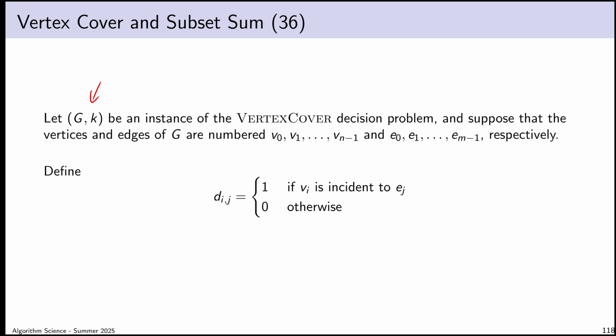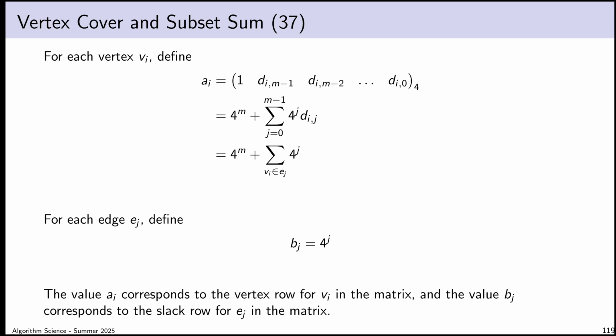Let G, K be an instance of the vertex cover decision problem, and suppose that the vertices and edges are numbered like this, just for the sake of convenience. I'm going to define this value Dij, and you can think of this as one entry of the incidence matrix. So Dij is 1 if Vi is incident to Ej, and 0 otherwise. Then, for every vertex, I'm going to define this value Ai, and it's going to be this number in base 4. There's column omega, and then here are the columns corresponding to each of the edges of the graph. Now, if I write that out, it turns out to be this thing here.